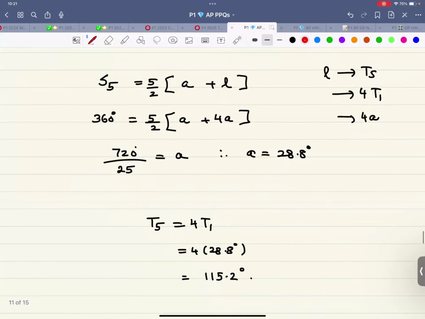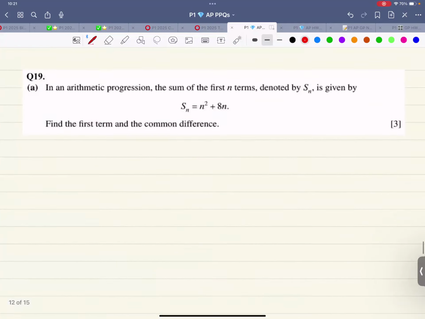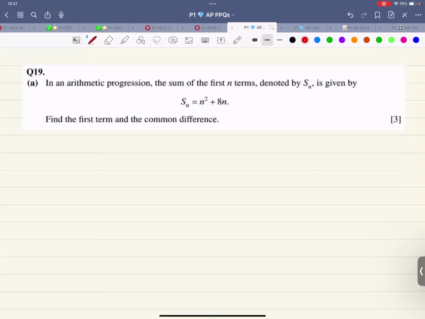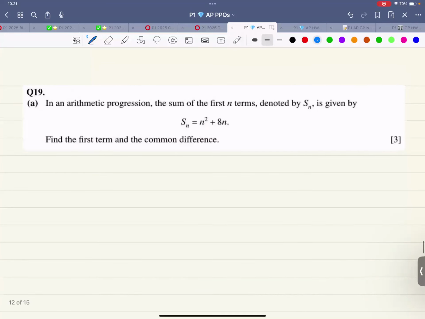Okay, another question of the same sort. Now let's look at question number 19. Now, question number 19, it says, in an arithmetic progression, the sum of the first n terms is denoted by Sn, a very technical question. So let me label this thing. This one is a very technical, or you can say conceptual question, simple but conceptual.